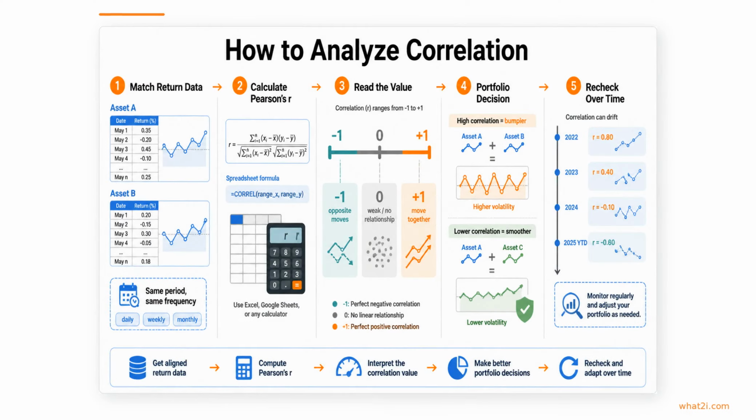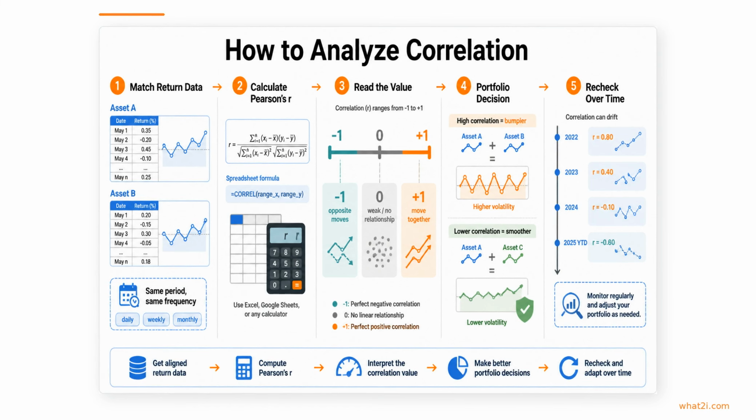A practical correlation analysis starts with matching return data for both assets over the same period and frequency. Daily, weekly, and monthly data can all be used, but they should be aligned so you are comparing like with like. Then you calculate Pearson's R, which most spreadsheets and portfolio tools can do automatically.